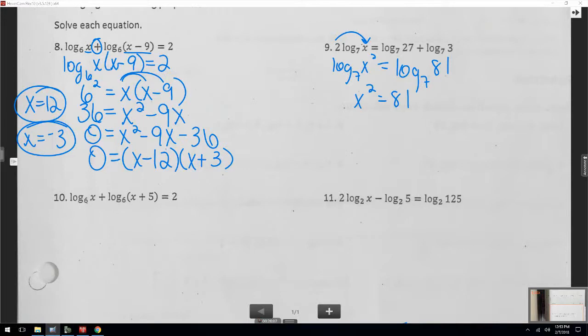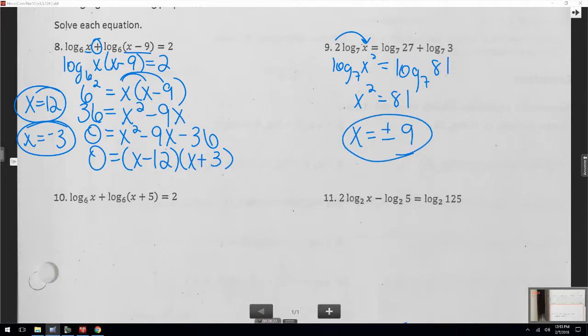Now, how do you get rid of the square with the x? Square root it. What is the square root of 81? Plus or minus. You've got to have both of them because it's two answers. You've got a positive 9 and a negative 9.